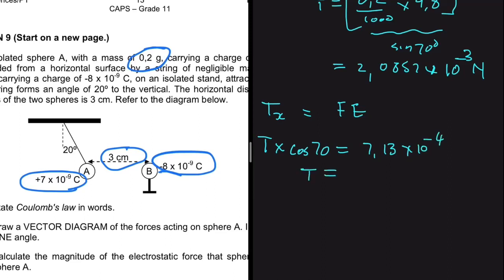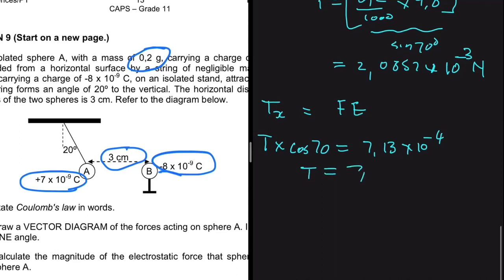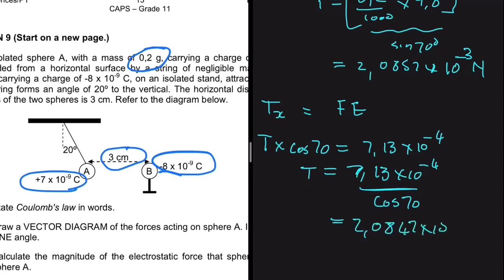So the tension is going to be 7.13 times 10 to the minus 4 divided by cos of 70, and that is equal to 2.0847 times 10 to the minus 3 newtons.